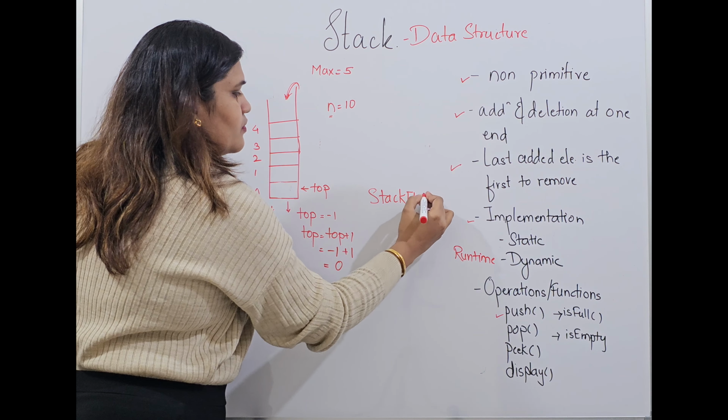Similarly, I want to insert a new element, m equal to 20. I'm taking it from the user. 20 is what I want to insert. Now my top is pointing here. I need to increment my top first. Top is equal to top plus 1. What is my top right now? It is 0. So 0 plus 1, that is 1. So where is my top now? 1. And what is my next line? Stack of top equal to m.